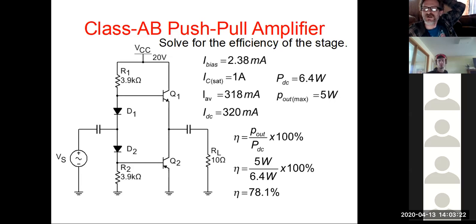Now we're going to look at our overall efficiency for this circuit. Let's do some ratios. We throw in our magic little Greek letter, eta. This is the lowercase version, and believe it or not, the uppercase doesn't look anything like an N. So we do our ratio. Our P out max, which was our AC, is 5 watts. We divide it by our DC value of 6.4 watts and multiply by 100%, and we get a 78% efficiency rating.